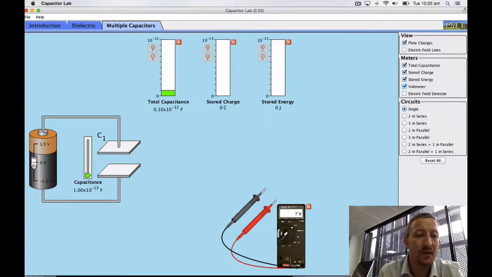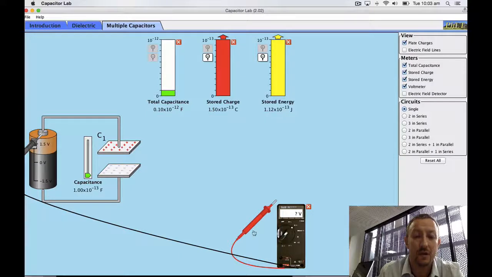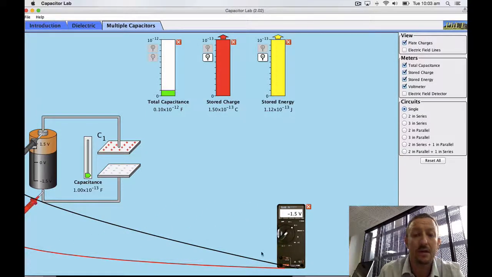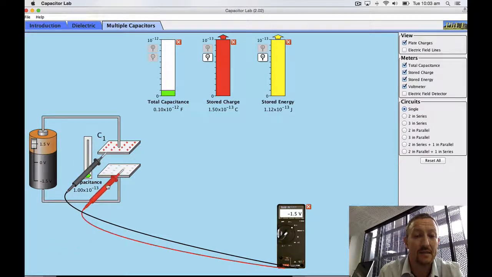So let's start off just by looking at our voltages. Let's put up our single capacitor there. I've got it at 1.5 volts. I can measure my 1.5 volts using my voltmeter, and you can see that that's what it's reading. Then we'll check it on the capacitor, and that's also 1.5 volts. It's storing 1.12 times 10 to the negative 13 joules of energy, and we've got 0.1 times 10 to the negative 12 farads, which is 0.1 picofarads.